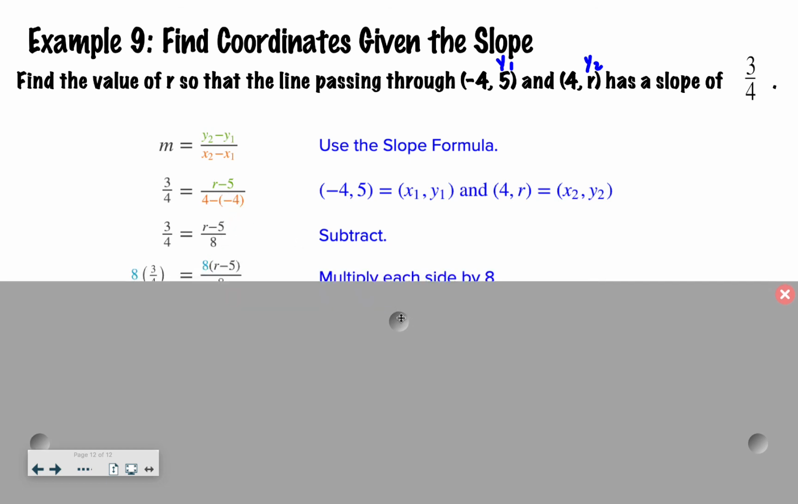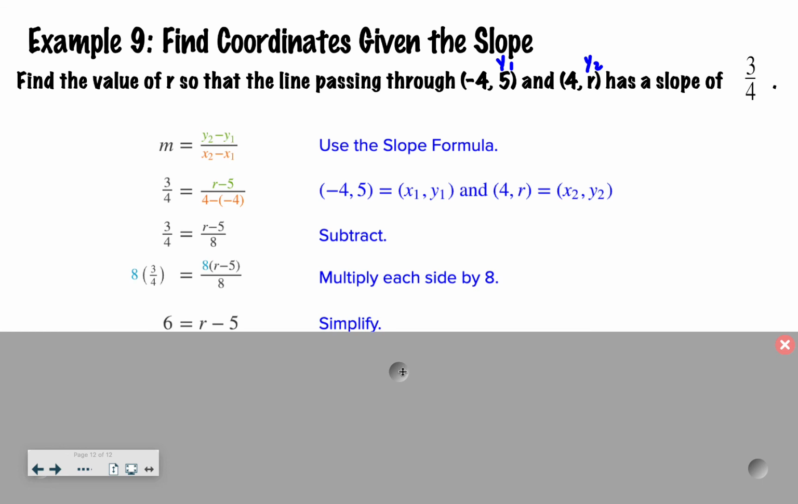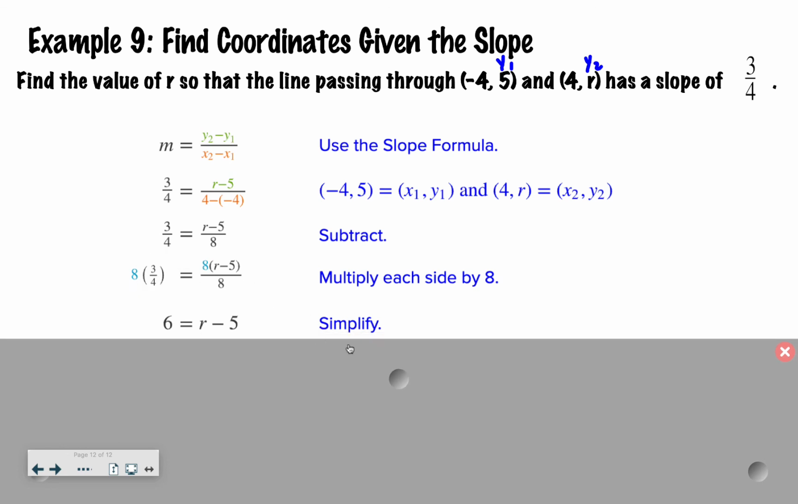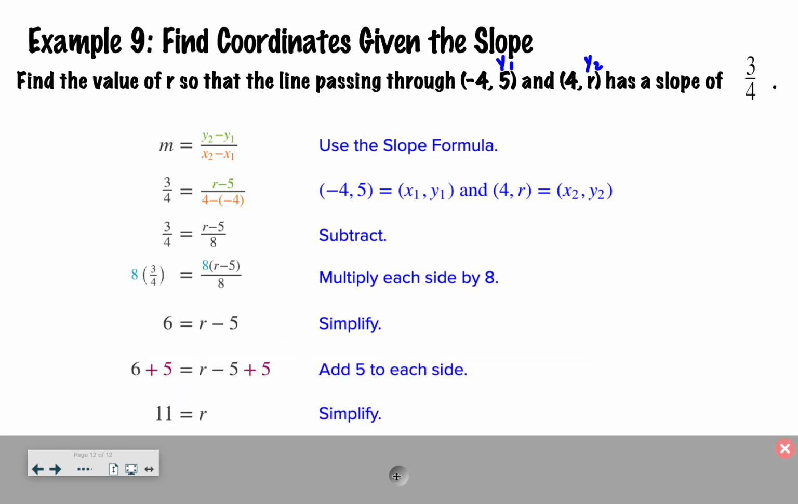So then if I simplify and I combine the bottom of the fraction, I would get 8. And then to get r by itself, you have to get rid of that fraction, and you do so by multiplying that bottom number. So you multiply 8 to the other side. So then if you do 8 times 3/4, that's 6. So then you're left with 6 equals the top of that fraction, so r minus 5. Then you add 5 to both sides, and you know that r would equal 11.